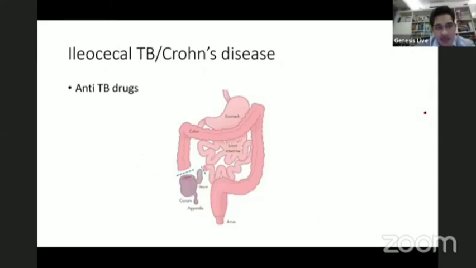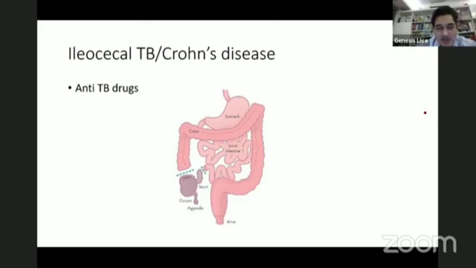What happens in case of an ileocecal TB or Crohn's disease? Now remember, there is a chance that there is an obstruction. And always remember, if there is a lump that is formed in the right iliac fossa, it usually does not subside with medication. So ultimately, there is a chance of obstruction, or the patient may come to you with obstruction. In this case, you have to resect the diseased area.